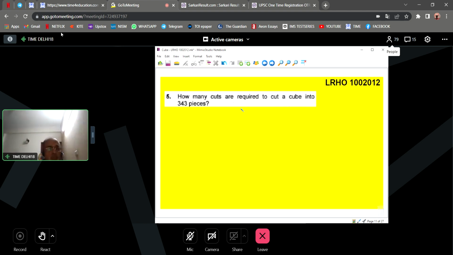Please try the fifth one and give me the answer. How many cuts are required to cut a cube into 343 pieces? No, Himanshu. No, Dhruv. Yes, Akash, your answer is correct. Mayank, your answer is not correct. Dhruv, your answer is not correct. Priya.